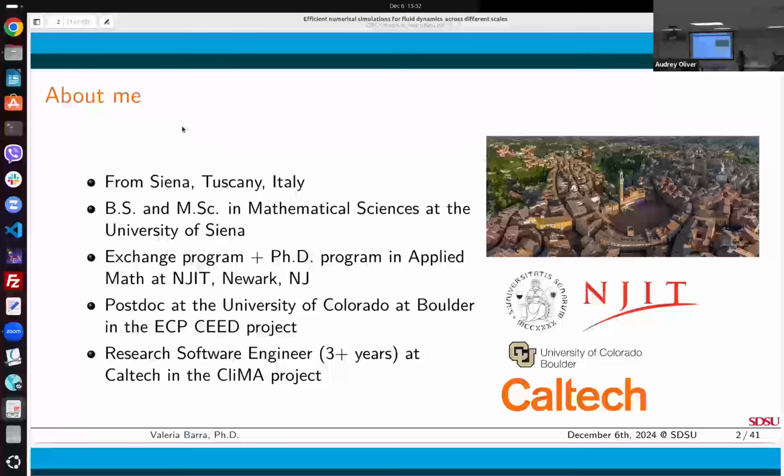I hold a Bachelor of Science and Master of Science in Mathematical Sciences from the University of Siena, and then, as Dr. Castillo introduced, the PhD program in Applied Math at NJIT, postdoc at University of Colorado Boulder, also called CU Boulder, and then I was a research software engineer for over 3 years at Caltech in the CLIMA project.